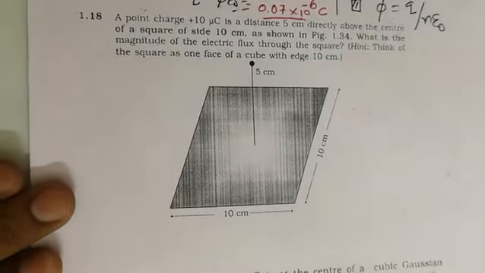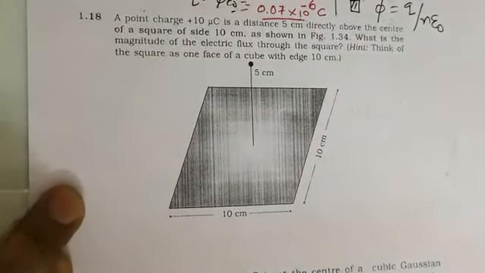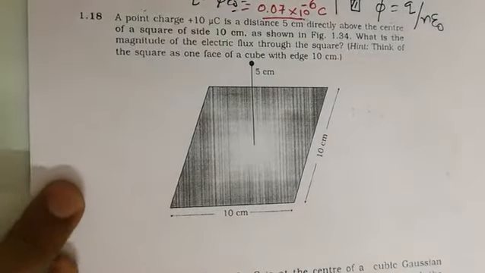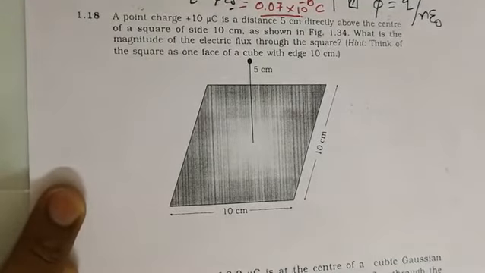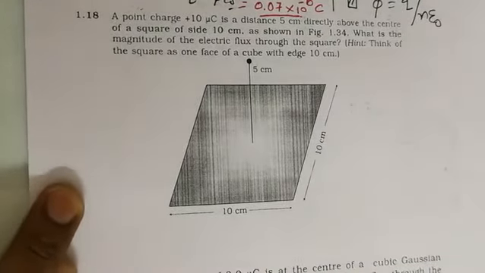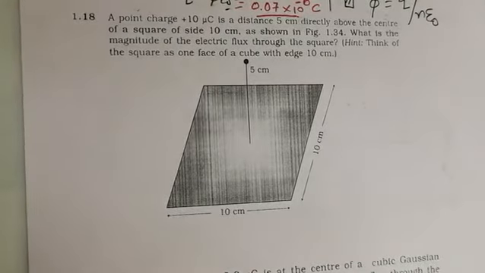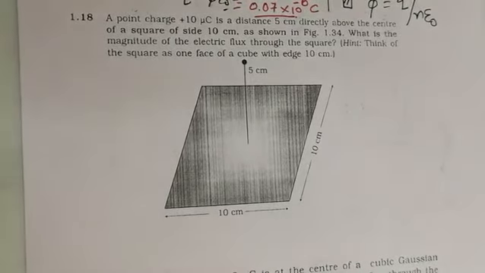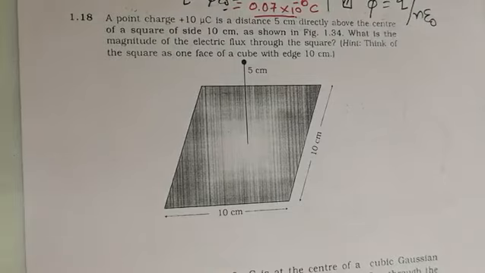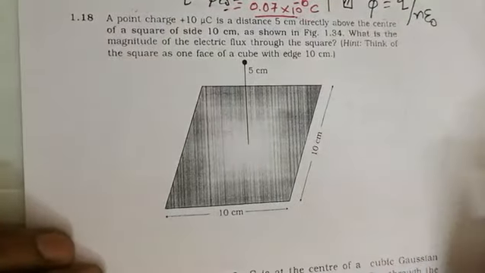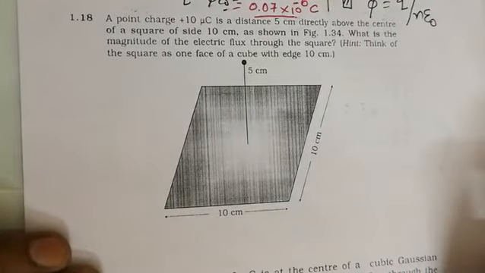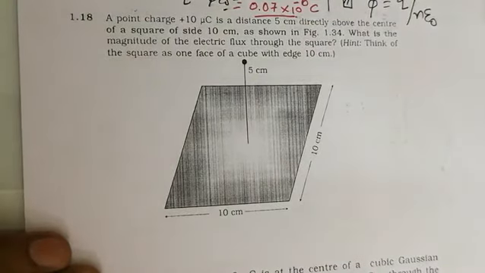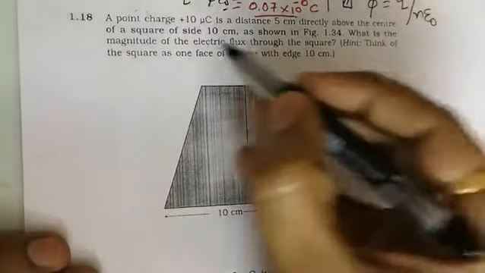Example 1.18 is somehow a tricky example. Why am I using this word tricky? Because it is not giving us the direct figure, and the values they want us to find are not direct. In the figure you can see that there is a point charge which is 5 centimeter above the surface of a square of area 10 centimeter by 10 centimeter, and we have to find it out. Show what is the magnitude of electric flux.